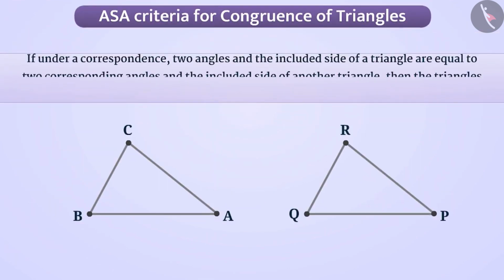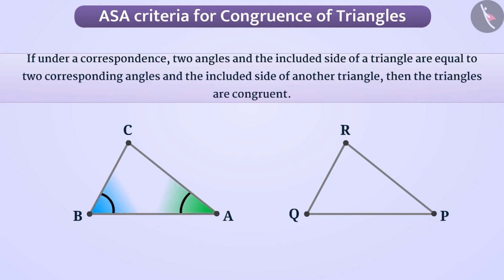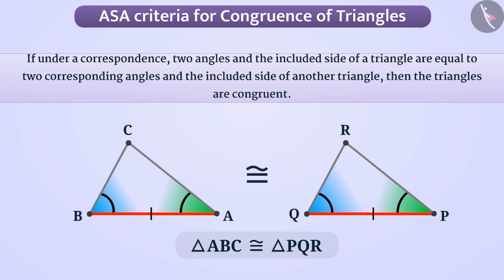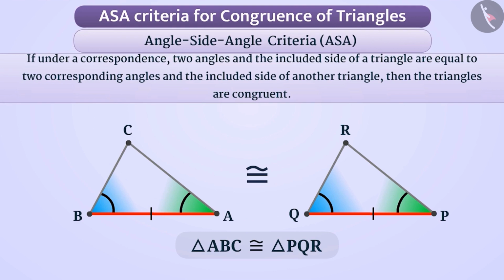With this understanding, we can form another rule to check the congruency of triangles, which states, if under a correspondence, two angles and the included side of a triangle are equal to two corresponding angles and the included side of another triangle, then the triangles are congruent. This condition of congruency is called the angle-side-angle criterion, or in short, ASA criterion.